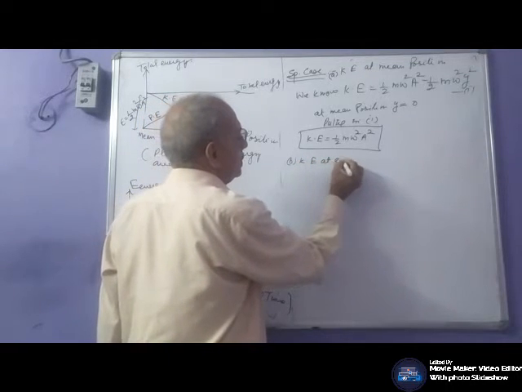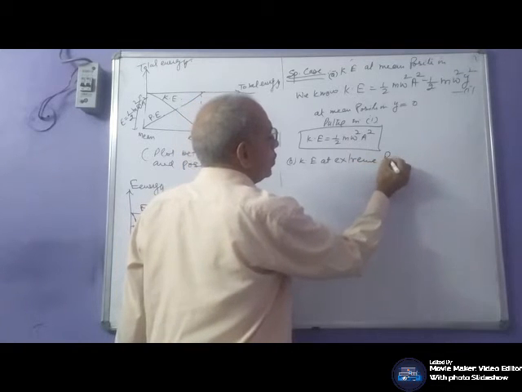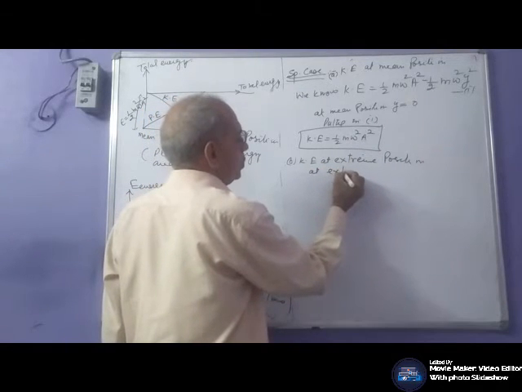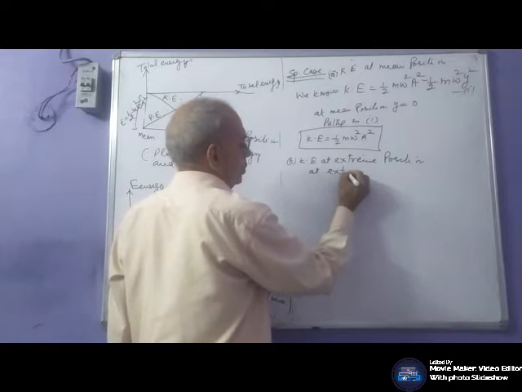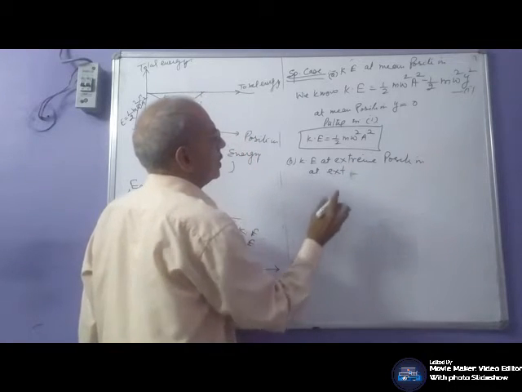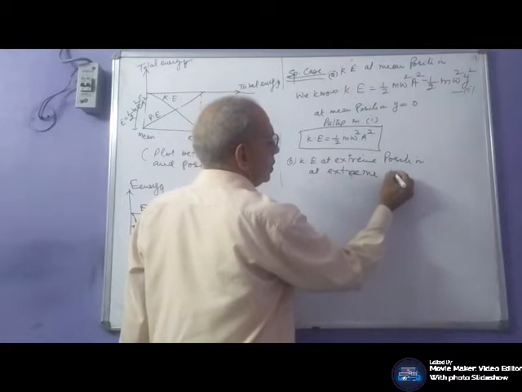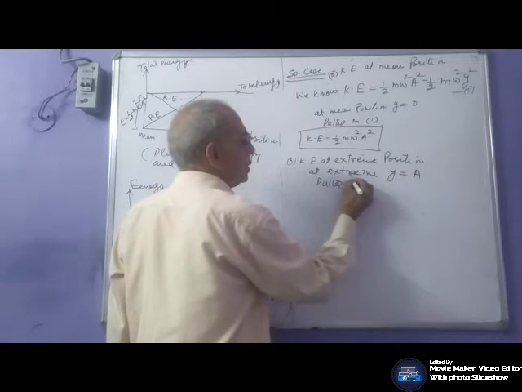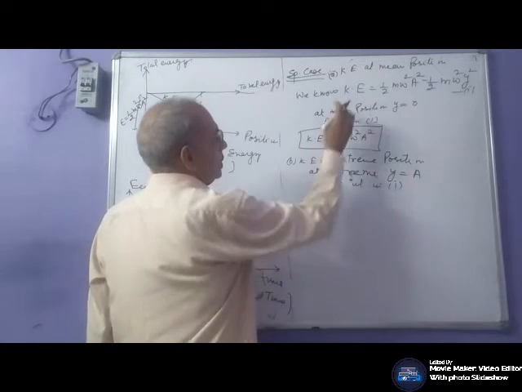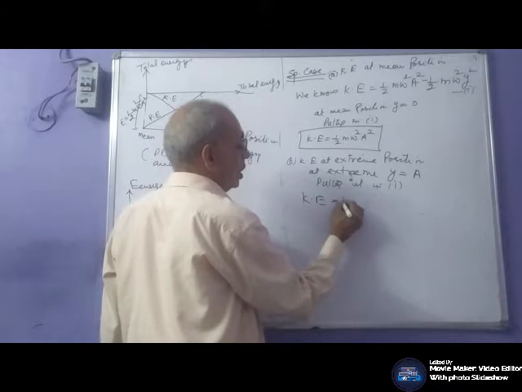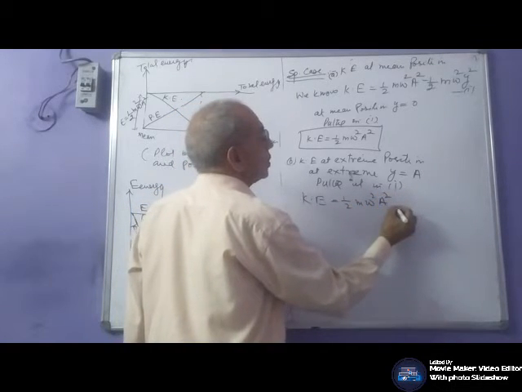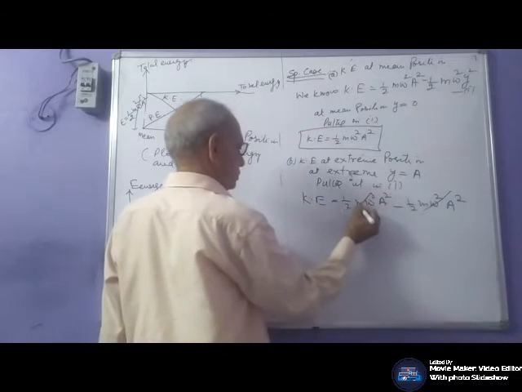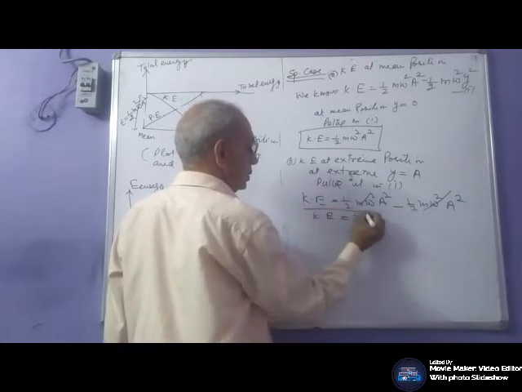Kinetic energy at extreme position. At extreme, y is a. Putting it in first, kinetic energy was half m omega square a square minus half m omega square, y is a, so a square. So kinetic energy is 0.